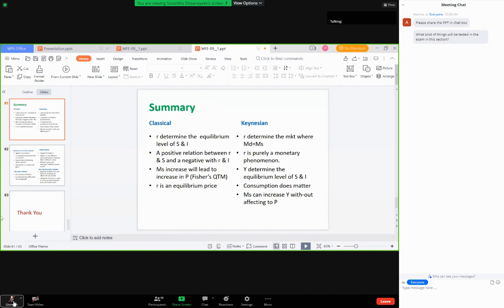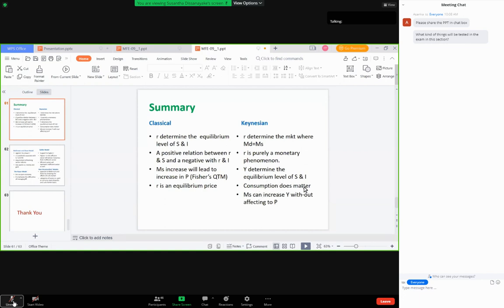When we talk about Keynesian, the equilibrium between money demand and money supply is the interest rate. So the interest rate determines the equilibrium of money demand and money supply. Here we discuss that R is a monetary policy phenomenon, and Y determines the level of saving and investment. So the income.